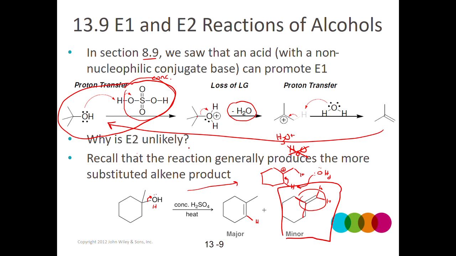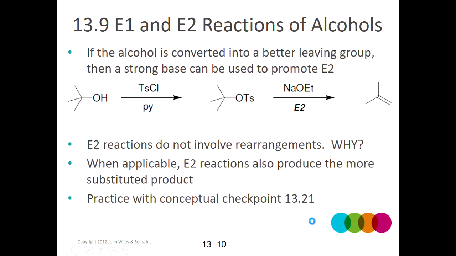Why is E2 unlikely here? Because we have a weak base. The base is weak, it's water. It's not a very strong base, so it usually won't get involved until after the carbocation forms. So if you want to make the other product, you need the other method.